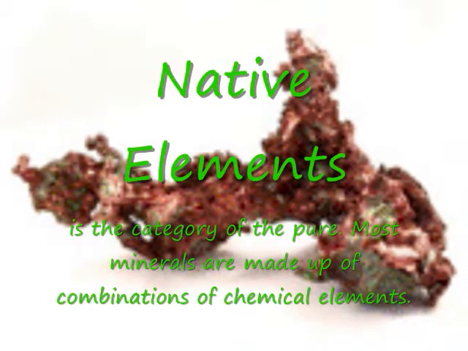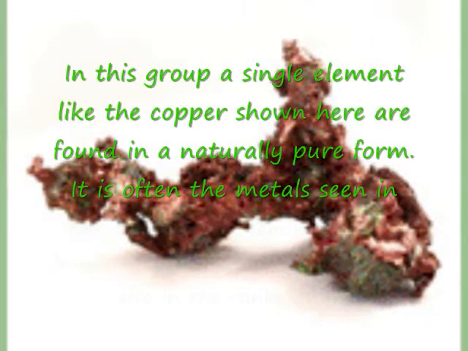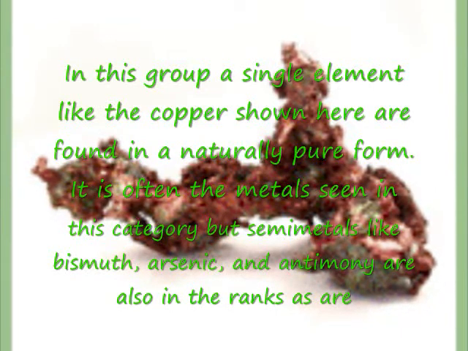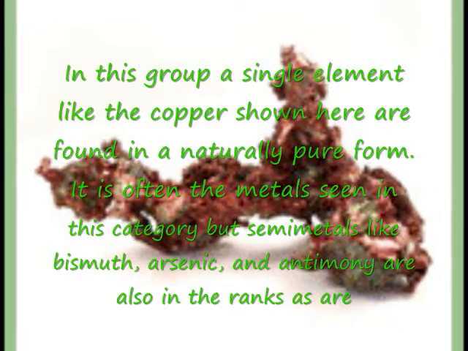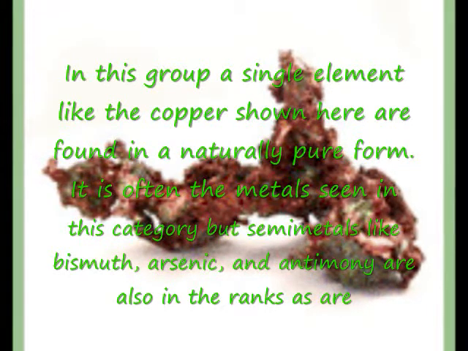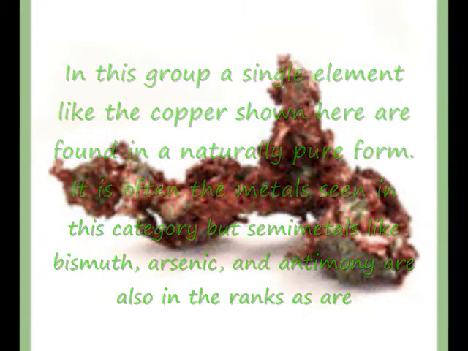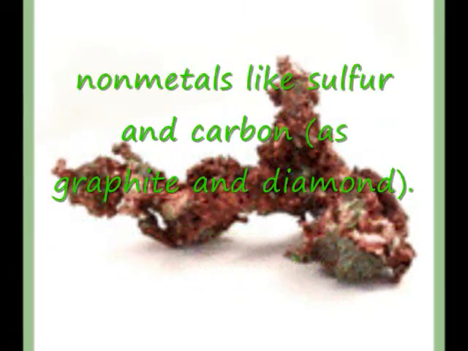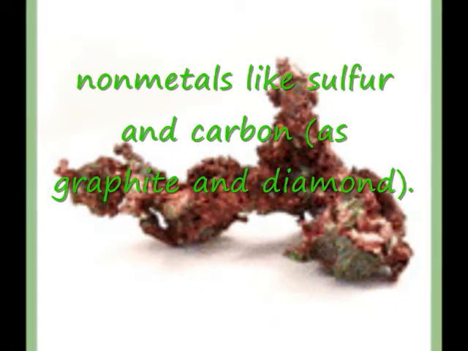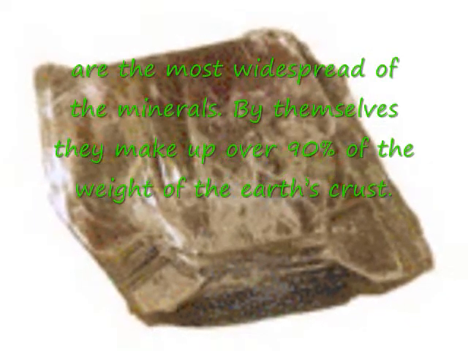Most minerals are made out of combinations of chemical elements. In this group, a single element like the copper shown here is found in a naturally pure form. It is often the metals seen in this category, but minerals like bismuth, arsenic, and antimony are also in the ranks, as are non-metals like sulfur and carbon, as graphite and diamond.